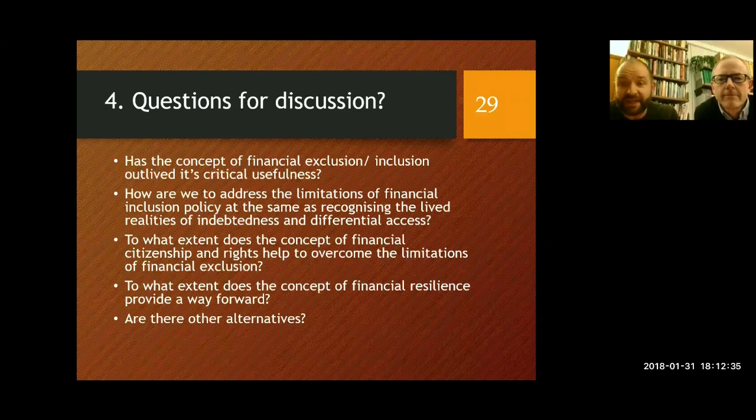To what extent do concepts like financial citizenship, financial resilience allow us to overcome some of these limitations, or do they just create further conceptual and political difficulties and limitations in terms of understanding these distributional politics? And are there other alternatives in terms of thinking about these sorts of issues? But we're quite happy to field other questions as well.